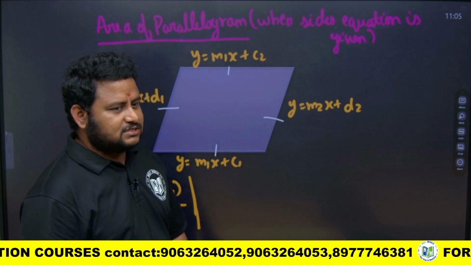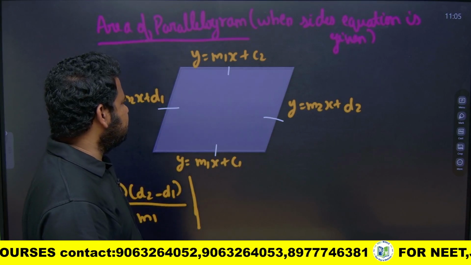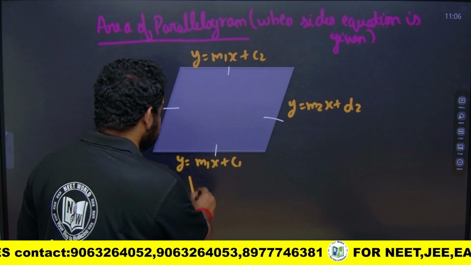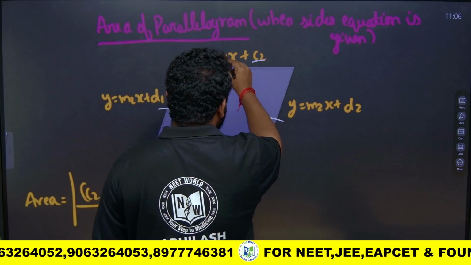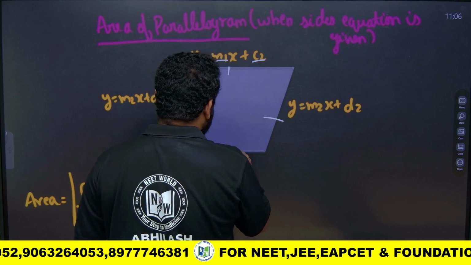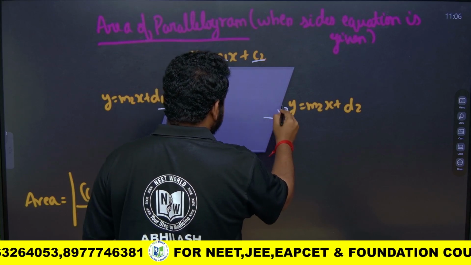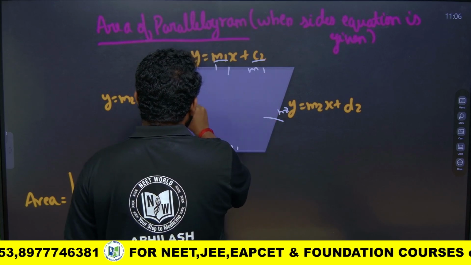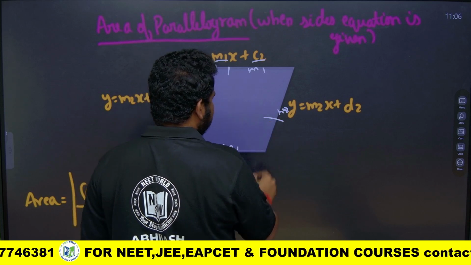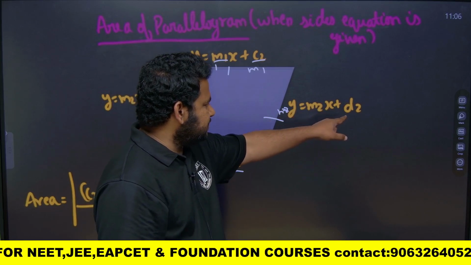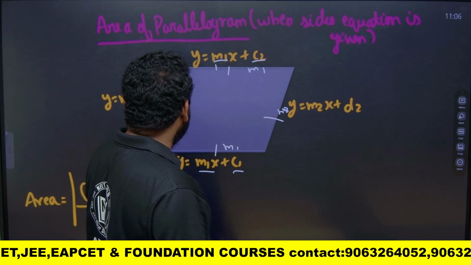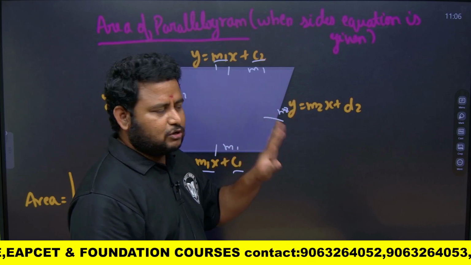Since they are parallel lines, y is equal to m1x plus c1, y is equal to m1x plus c2. Here also it is m1x, only the constant changes. For these two lines, the slope is m1. For these two lines, the slope is m2. Since they are parallel, the slope will be the same. This will be y is equal to m2x plus d2, and this is y is equal to m2x plus d1. Only the constant changes.